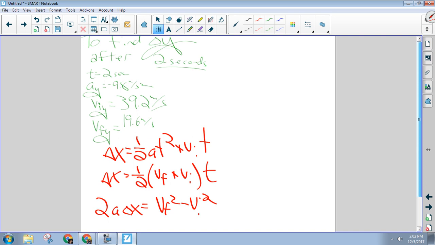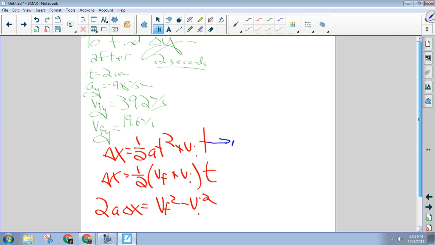So basically, your delta x becomes delta y, which is the thing we're looking for. Your a becomes ay, vi becomes viy, and vf becomes vfy. So these are the equations as they are on your sheet. In practice, the way you're going to use them is this.